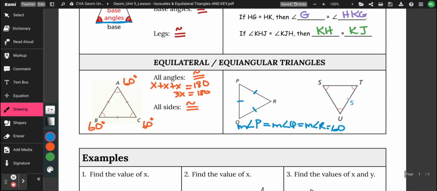Okay, now on this triangle, they tell me that it's an equilateral triangle by telling me that all of the angles are congruent. And they're telling me that this side, TU, is 5. So I can conclude SU is also 5 and ST is also 5.